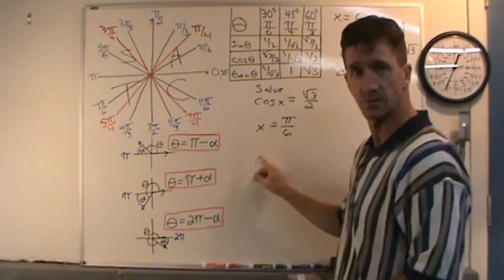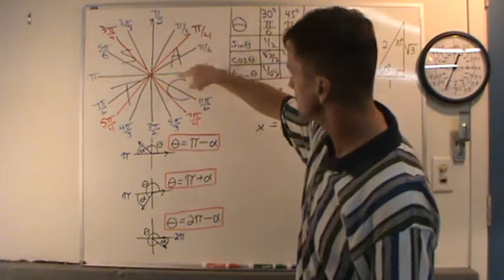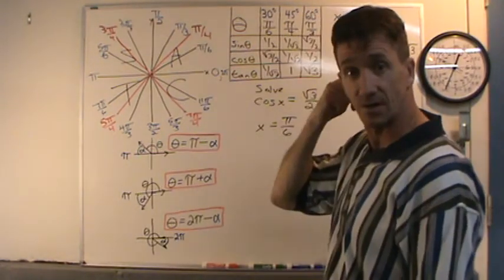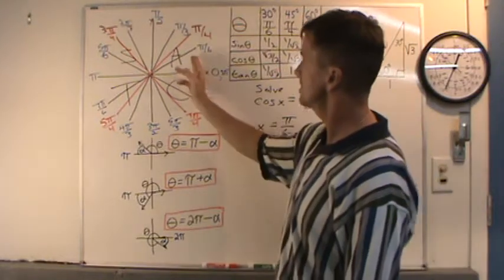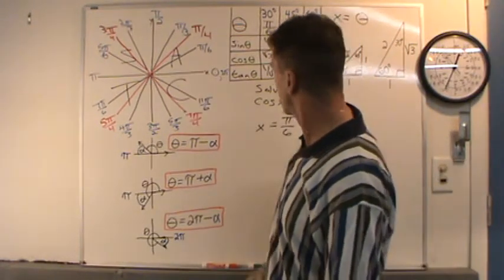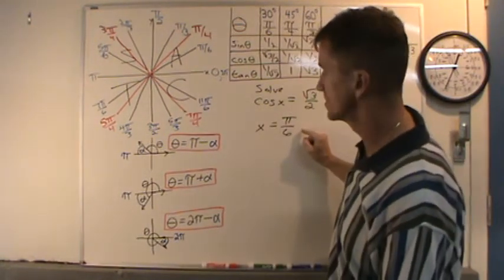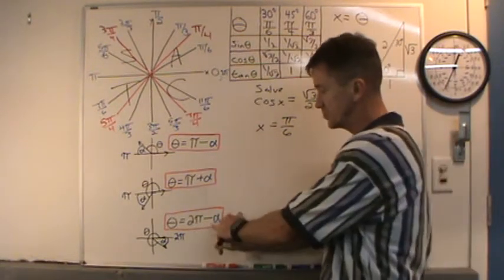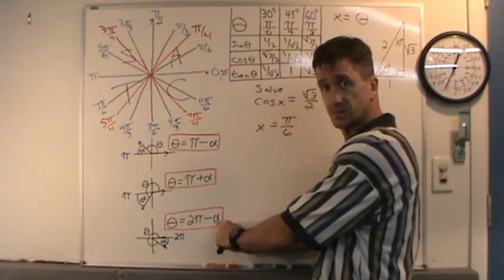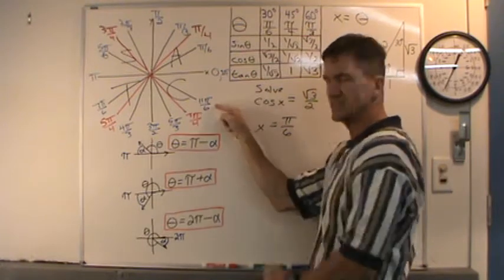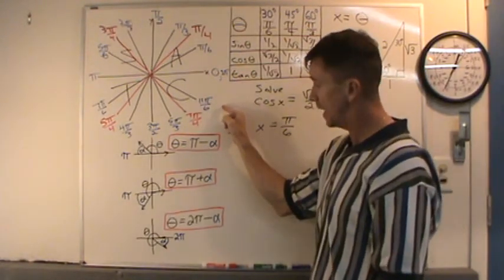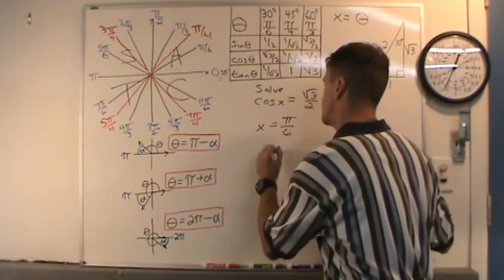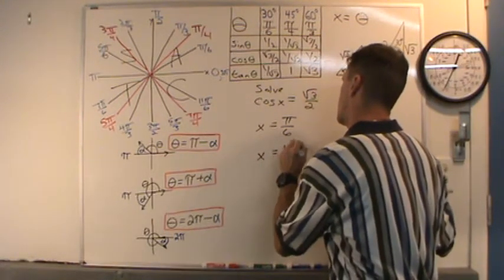So there's one solution. But where else is cosine positive? Quadrant 4. So we'll use a reference angle to figure this out. What's an angle that rotates in quadrant 4 that has a reference angle of pi over 6? Well, we just take 2 pi and we subtract the reference angle pi over 6. And when you do that, you find this angle, 11 pi over 6. Yeah, 2 pi minus pi over 6 is 11 pi over 6. That's another solution.